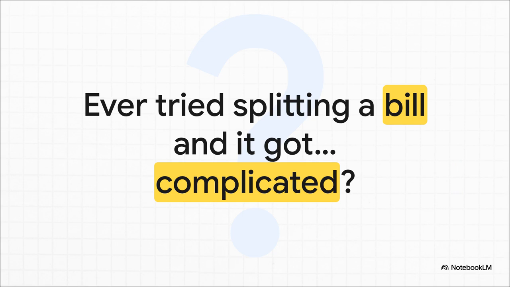Picture this. You and your friends order a ton of food to share. The bill comes, and suddenly it's awkward. Who pays for the shared appetizer? How do you split the pitcher of iced tea fairly? That exact moment, that kind of messy social problem, it's the secret key to understanding a massive concept in accounting.